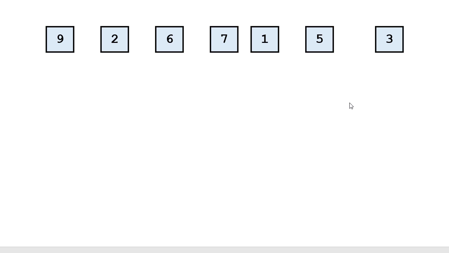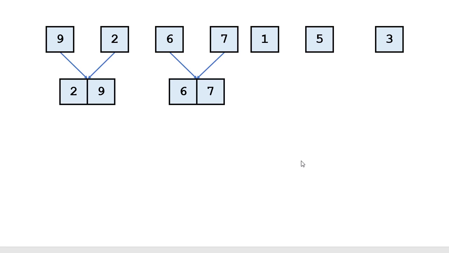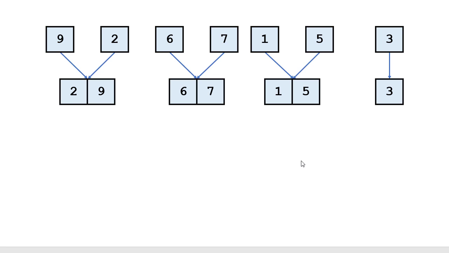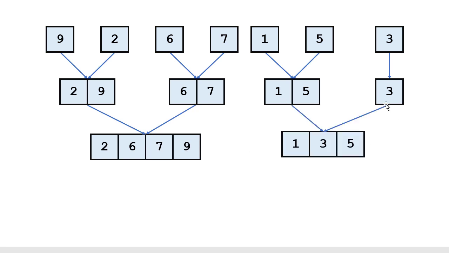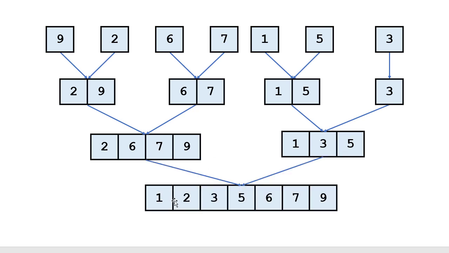So here's our individual arrays, and now that we've broken them apart, we're going to merge them together, sorting them as we go. So we merge 9 and 2 together, and since 2 is smaller than 9, we put the 2 first. 6 and 7, 1 and 5 are already in order, and then 3, there's nothing to merge with. Then we merge these merged arrays. So here, 2 is smaller than 6, 6 is smaller than 9, 7 is smaller than 9, 9 goes in the last spot. Here, 1 is smaller than 3, 3 is smaller than 5, and 5 is all that remains. And then we merge those subarrays to give us our final sorted subarray.